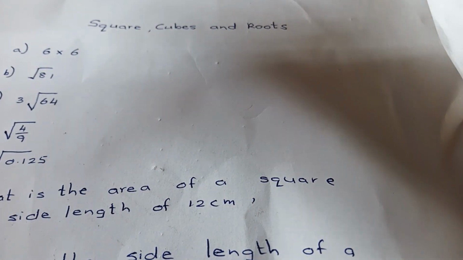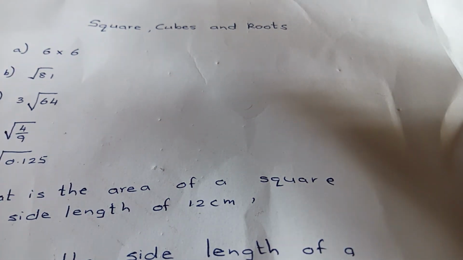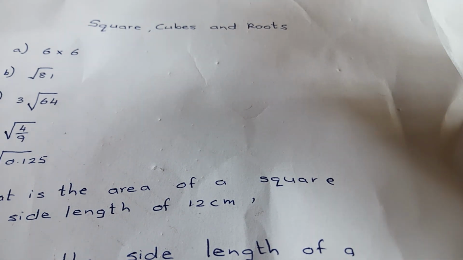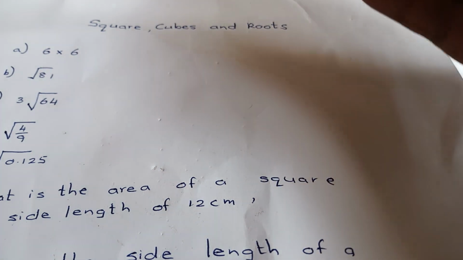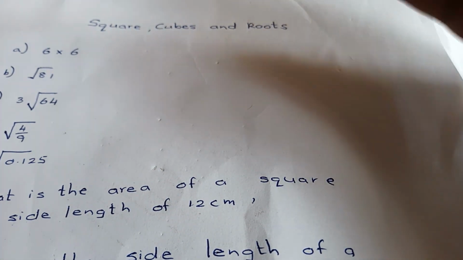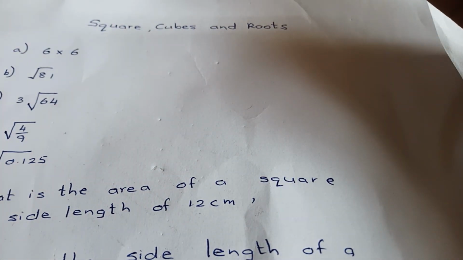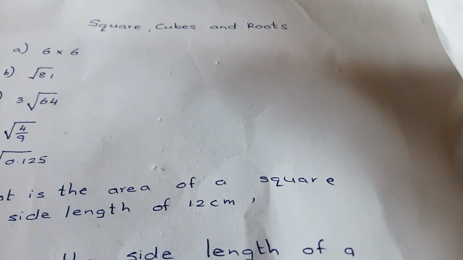Okay, we'll do a revision on square, cube and their roots. The first one is square numbers. What is a square number? A square number means squaring an integer, that is, multiplying it by the same number. 1 times 1 is 1. 2 times 2 is 4. 3 times 3 is 9. So a square number is an integer multiplied by itself.